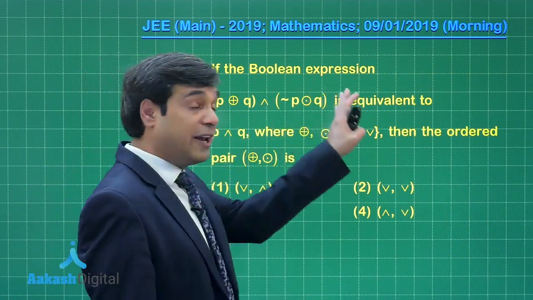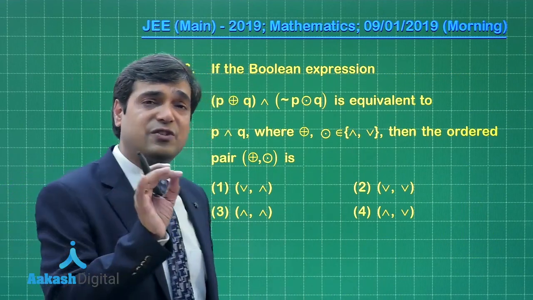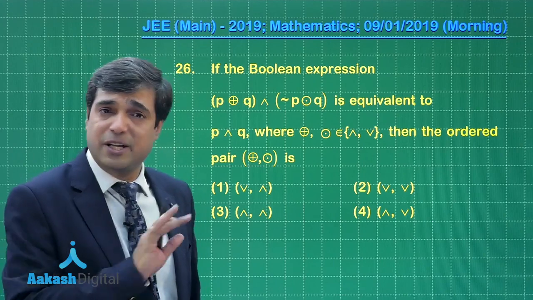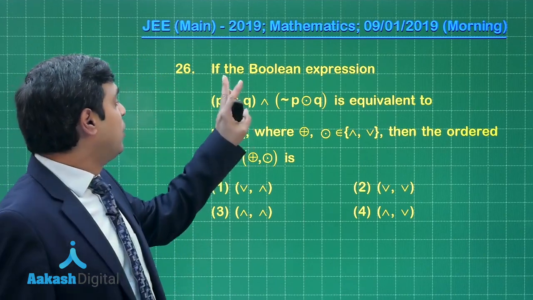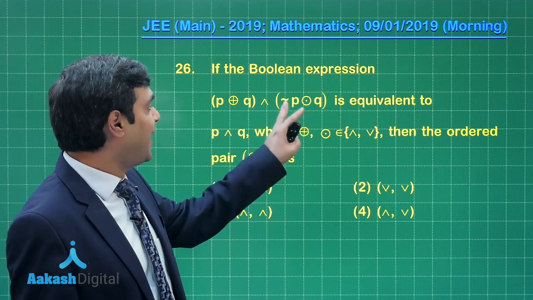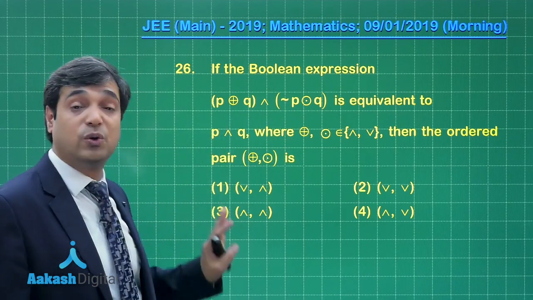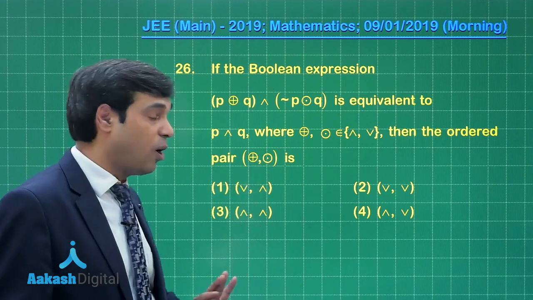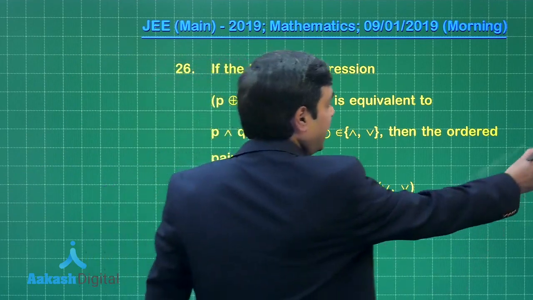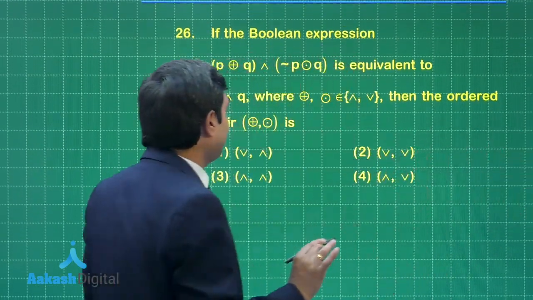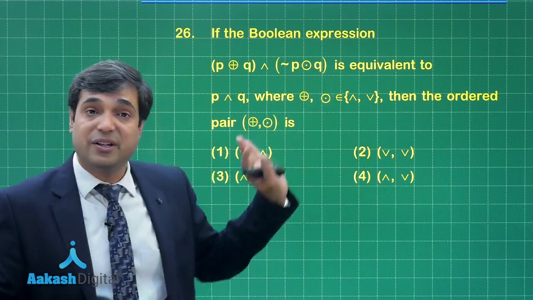It says a Boolean expression is given. A simple question. What do you need? Just a truth table, some logical concept, that's all. Now, P, some operation with Q, and negation of P, another operation with Q, is equivalent to P and Q. We have to find these two operations with 4 options, AND and OR. We can do one thing here. There are 2 possibilities, either it is AND or it is OR.